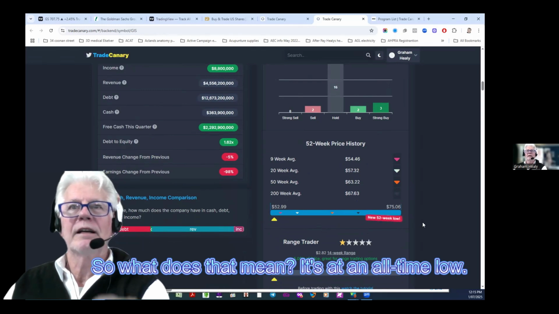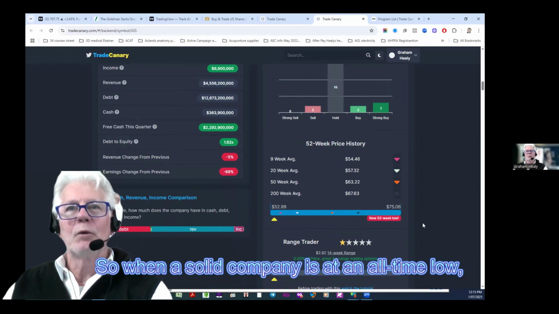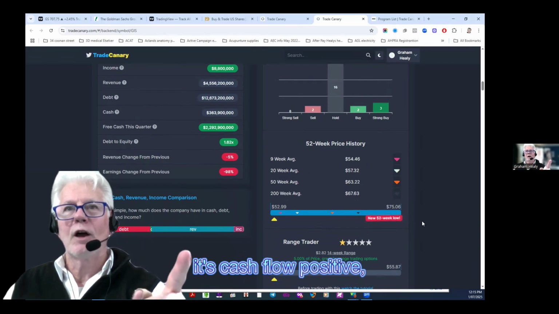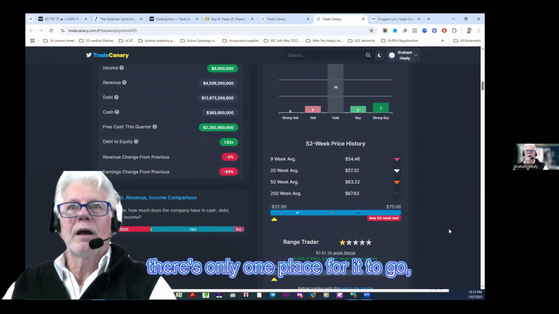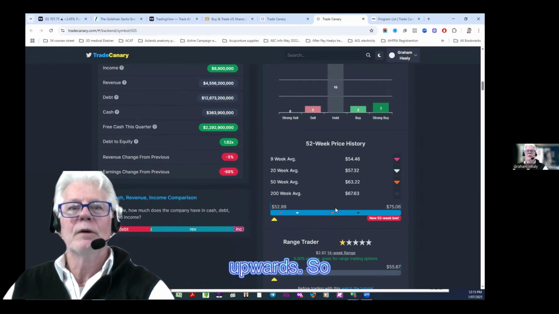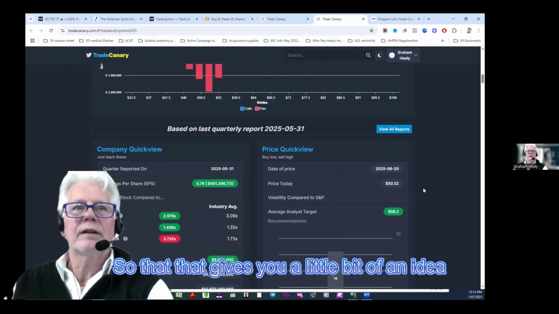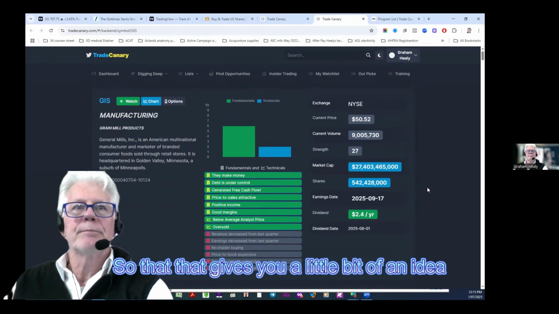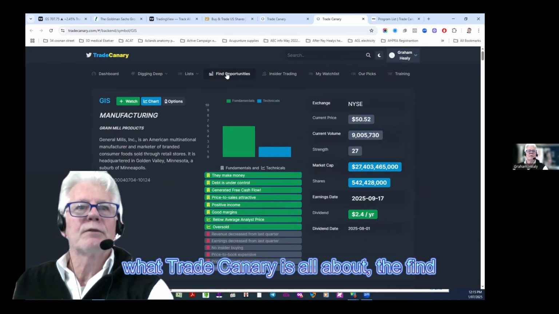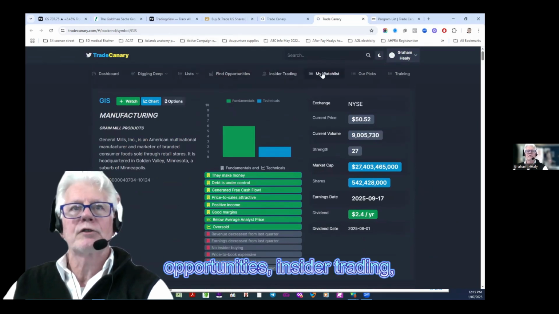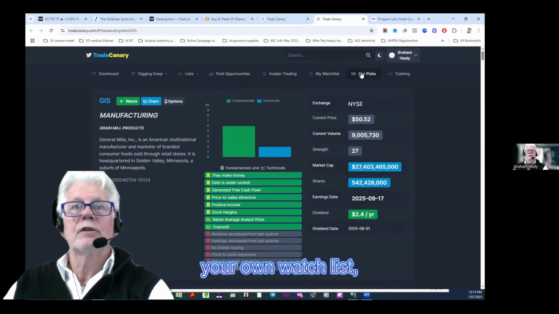So what does that mean? It's at an all-time low. So when a solid company is at an all-time low, it's cash flow positive, there's only one place for it to go, upwards. So these indicators here, range finance, I won't go into that. So that gives you a little bit of an idea what Trade Canary is all about: find opportunities, insider trading, your own watch list, the picks.